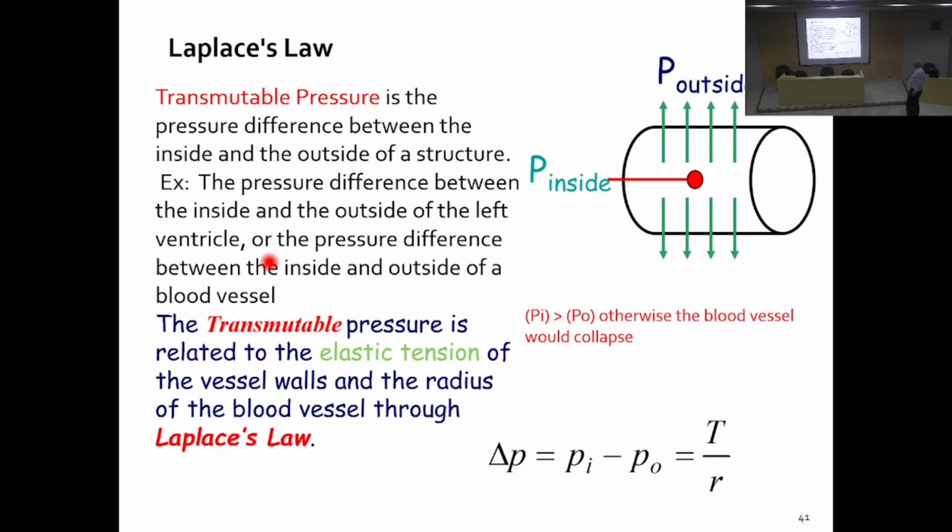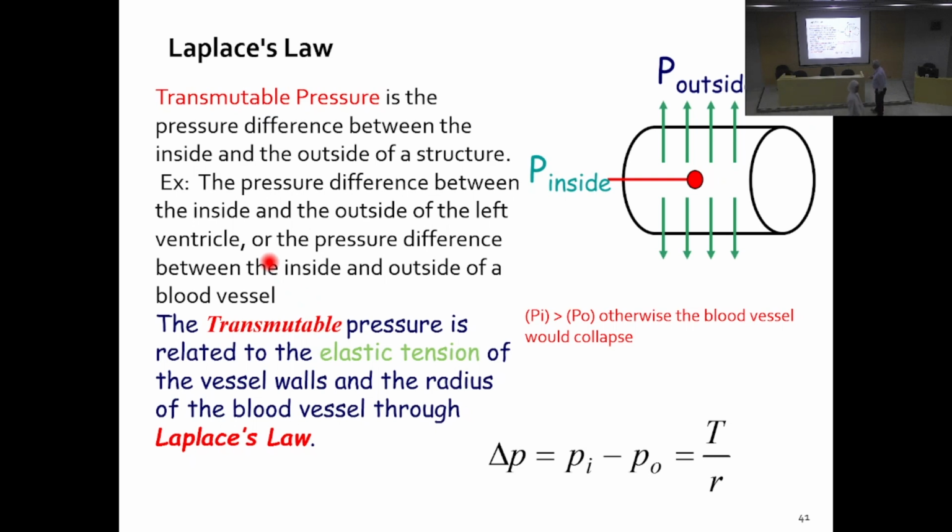For example, the pressure difference between inside and outside of the left ventricle, the pressure inside and outside of the blood vessels, and the pressure inside and outside of the eye. The pressure inside always has to be bigger than the pressure outside to not let the structure collapse. Otherwise it could collapse.